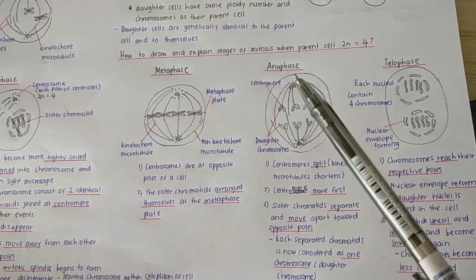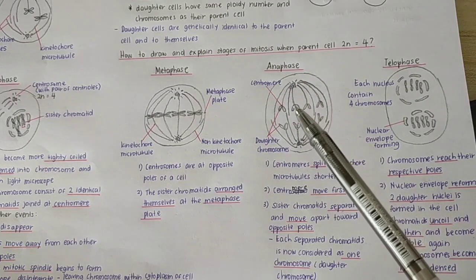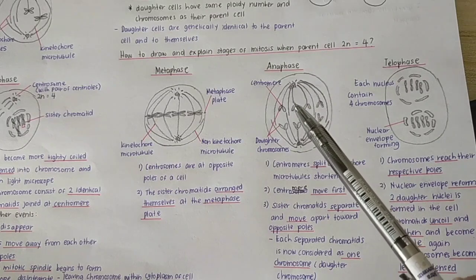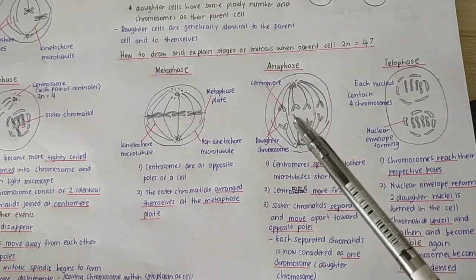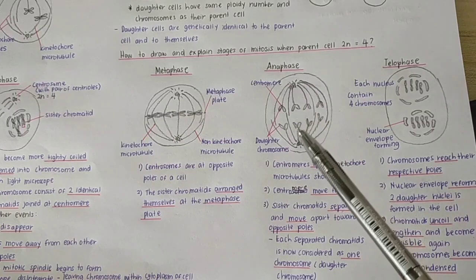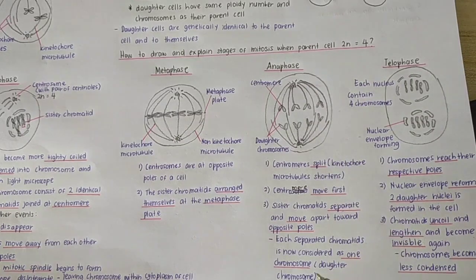And then the second tip, you have to draw the centromere like this. Centromere must be facing the centrosome, barulah kita lukis the structure of the dia punya kromosom tu. And then how to explain? For this point, sister chromatids separate and move. Mesti kena ada dua-dua point here. Mesti kena separate and move. Awak tak boleh cerita sister chromatid separate to opposite pole sahaja. Mesti kena ada perkataan separate and move.